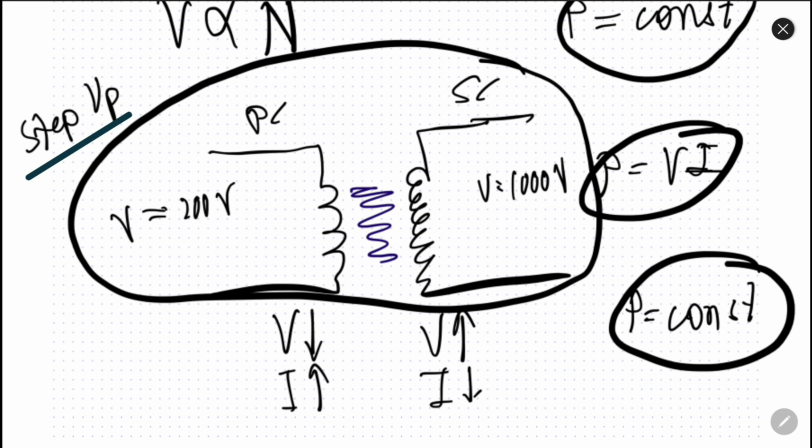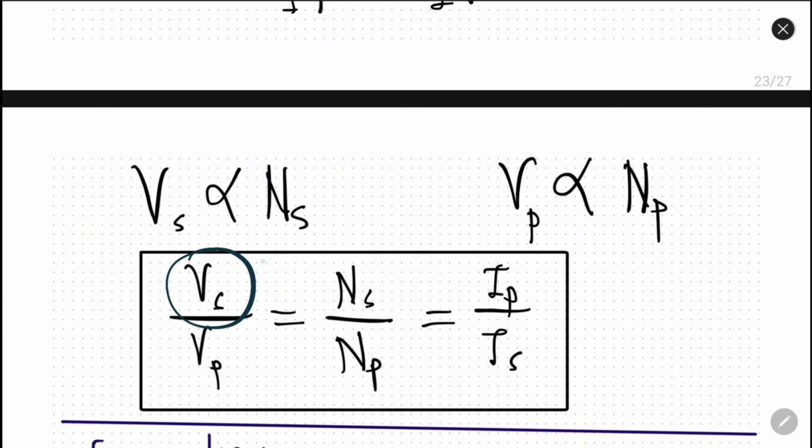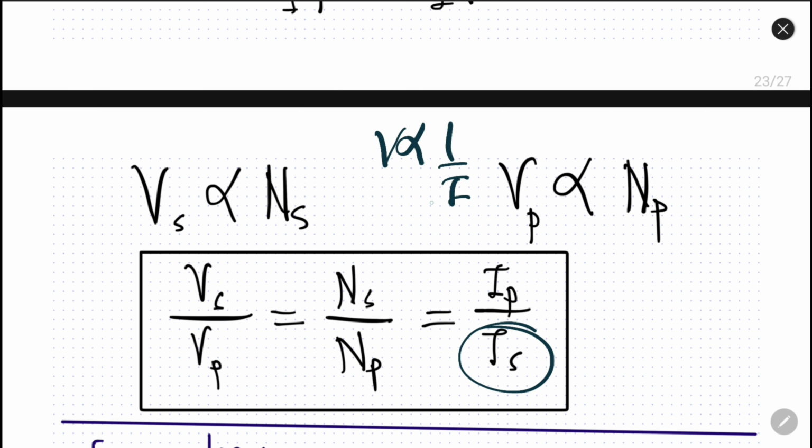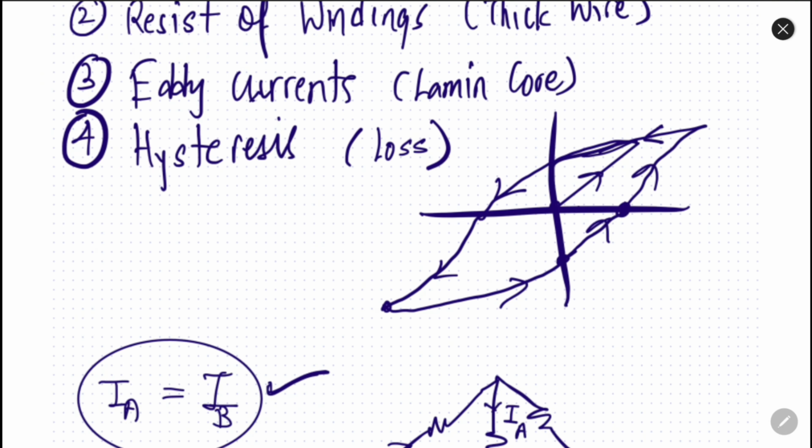Now if voltage increases, then power remains the same all the time, so current must decrease. Therefore voltage and current are inverse. If voltage increases, current decreases. So remember these three relations: secondary, primary. A transformer is a device which converts the value of the voltage.